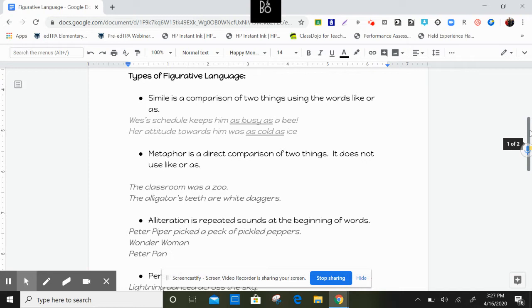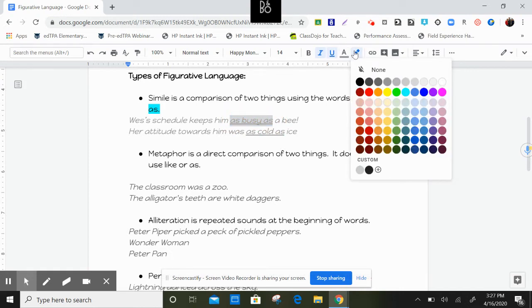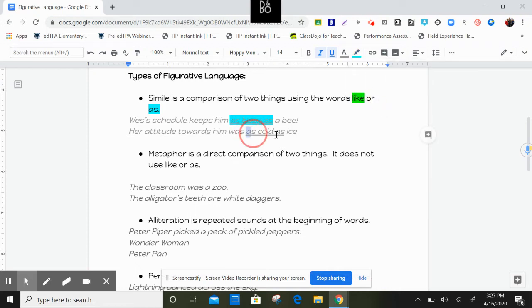A simile is a comparison of 2 things using words like or as. See like right here? And as. So similes and metaphors can sometimes be confused for each other. The easiest way to know the difference between a simile and a metaphor is similes will always have the words like and as. So see right here, Wes's schedule keeps him busy as a bee. Her attitude towards him was as cold as ice. So see as, busy as, and as cold as.